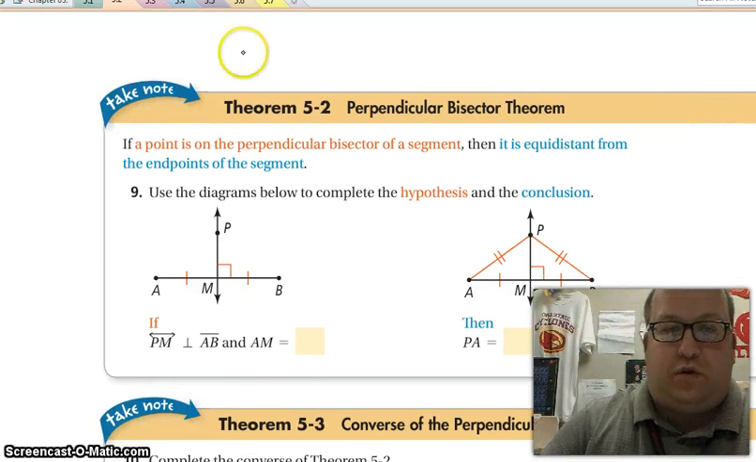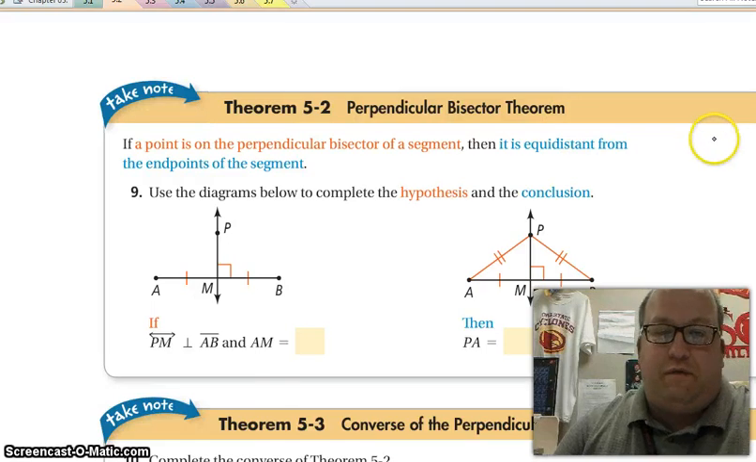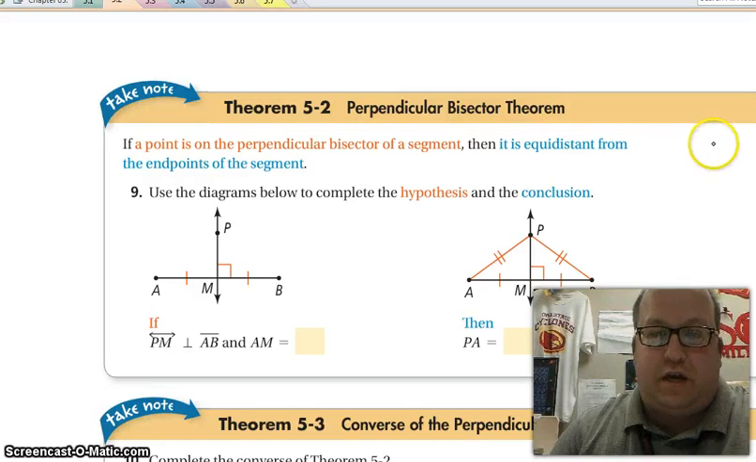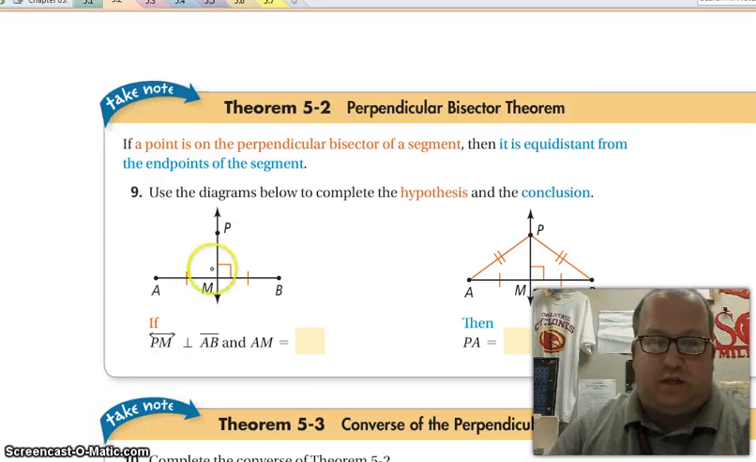Here we are, theorem 5.2. Of course, you won't be quizzed on the number. You just need to be able to apply this. The perpendicular bisector theorem. If a point is on the perpendicular bisector of a segment, then it is equidistant from the endpoints of the segment. Use the diagrams below to complete the hypothesis and the conclusion.